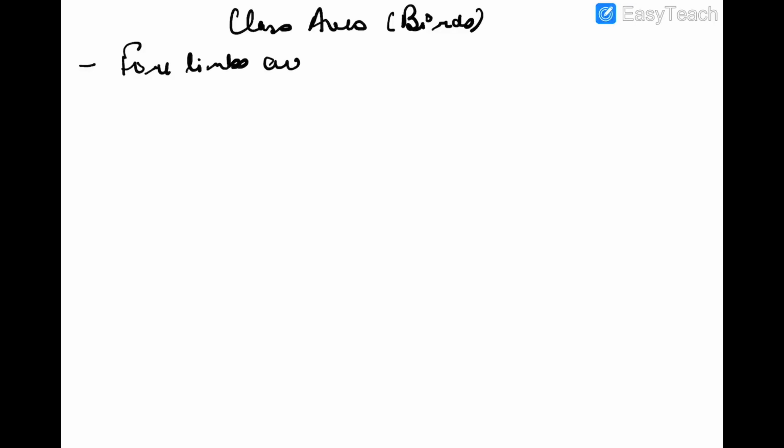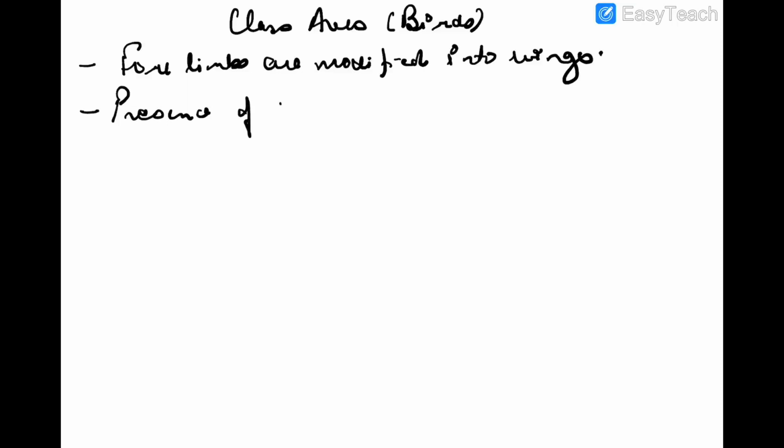Now let us talk about class aves, which include birds. In class aves, forelimbs are modified into wings, which help them in flying. There is presence of feathers and beak.